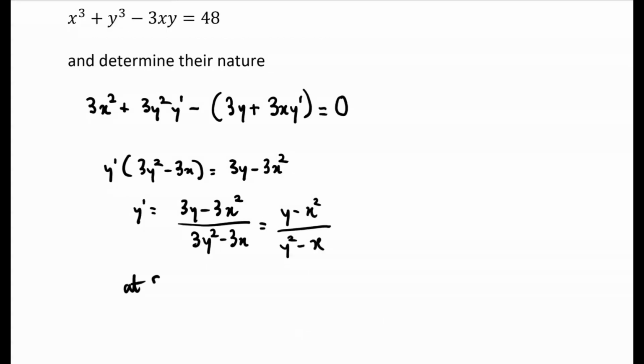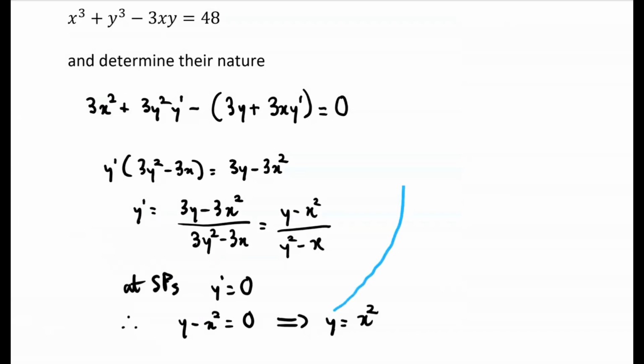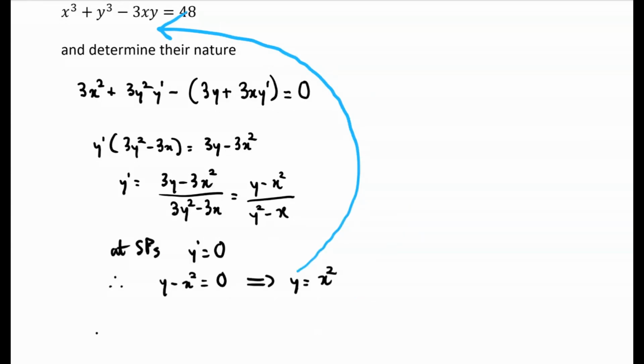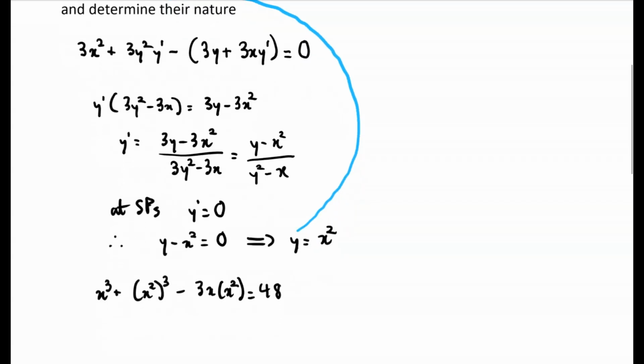Now at the stationary points, we know that y dash is equal to 0, so therefore y minus x squared is equal to 0, or y is equal to x squared. Now let's substitute this into our original equation for the curve in order to find the coordinates of the stationary points. So this is going to give us x cubed plus x squared cubed minus 3x multiplied by x squared is equal to 48, or in other words, x to the 6 minus 2x cubed minus 48 is equal to 0.